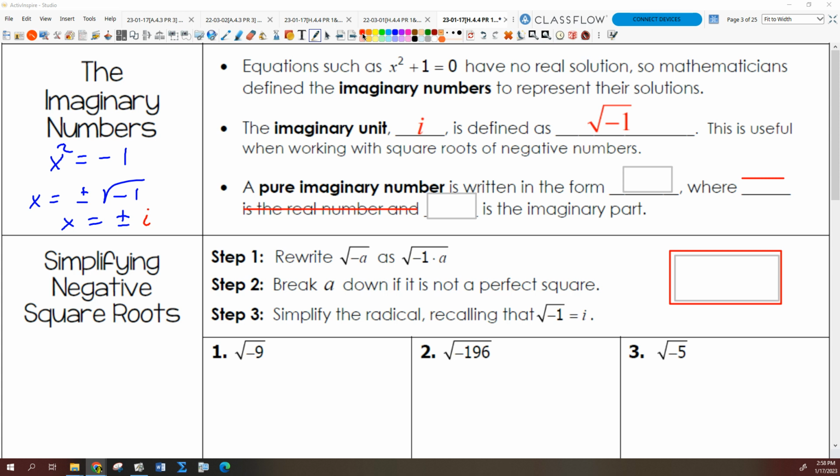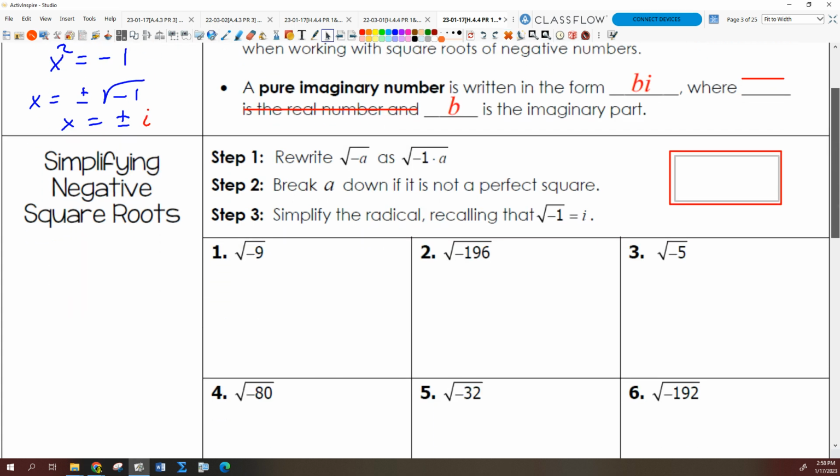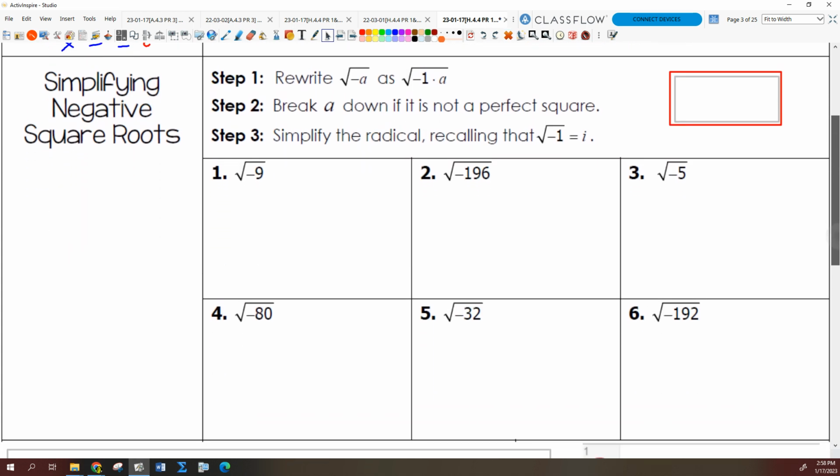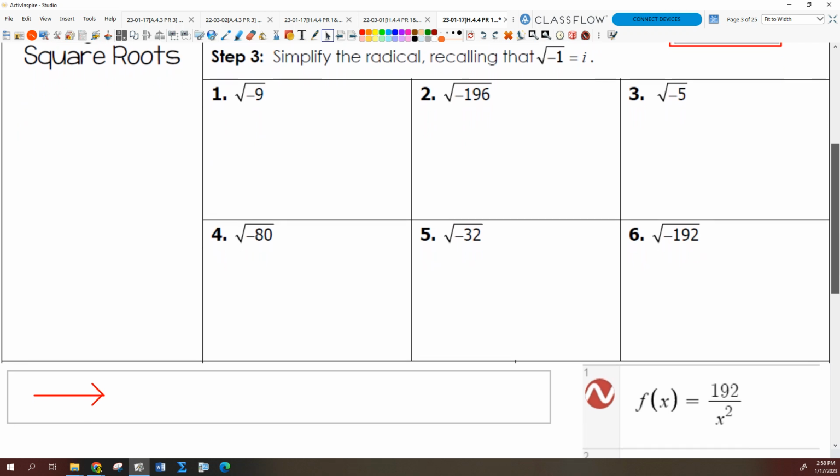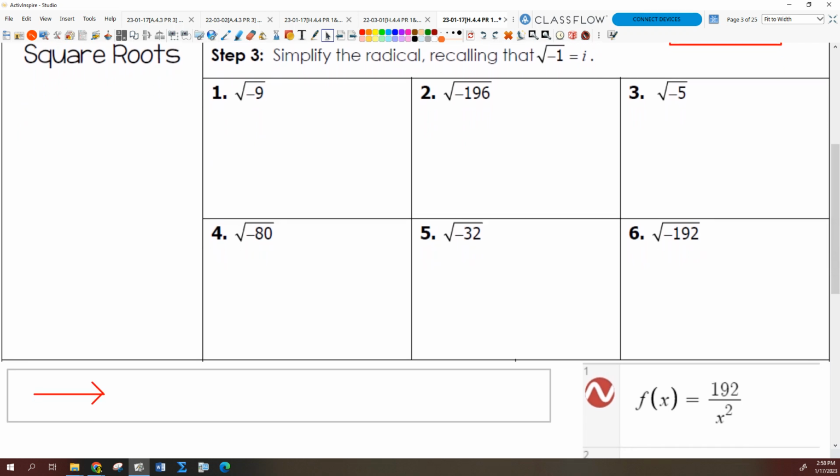Pure imaginary numbers are always written in the form b times i, where i is the imaginary unit. b is a real number that's being multiplied by i to create an imaginary number, okay? So how could we simplify some square roots of negative numbers then? Let's take something like, for example, the square root of negative 192. What could I do to simplify that?